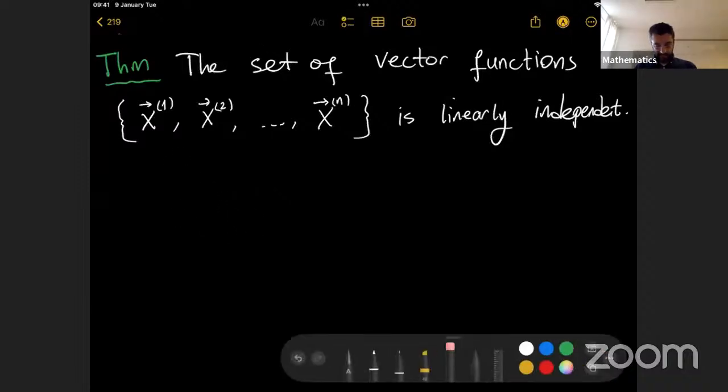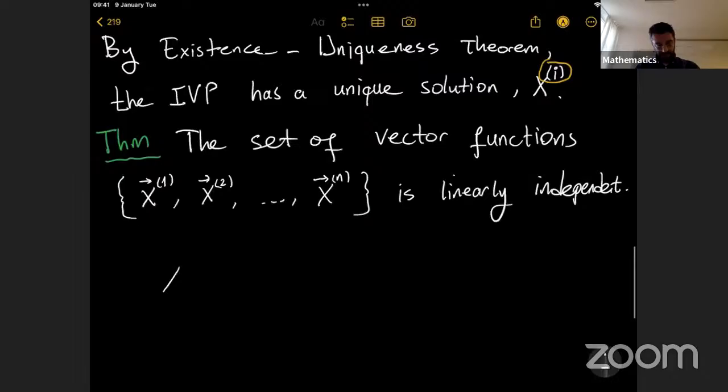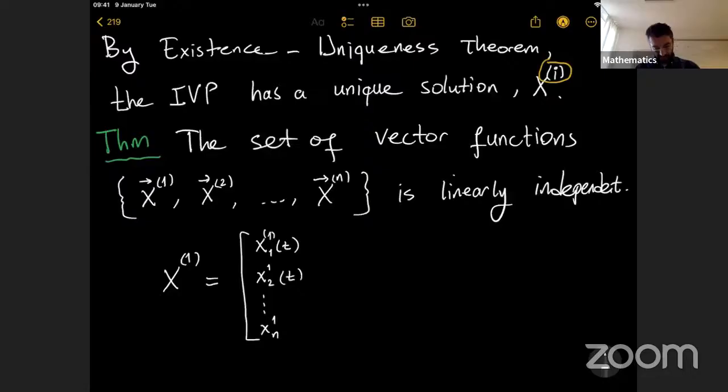because when we write x1, it's a vector, and it consists of functions like this: x1,1 of t, x1,2 of t, and maybe let's write it like this, up to x1,n of t. So you have n functions in this vector. Each of them is like this. You can use your notation as well, but you have to be careful with the subscript in that case.